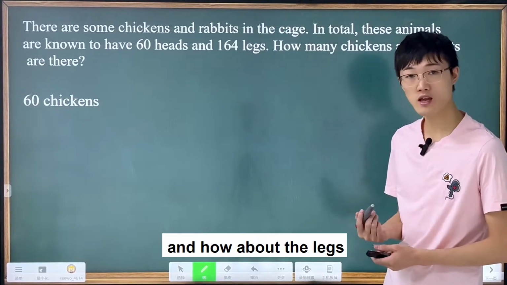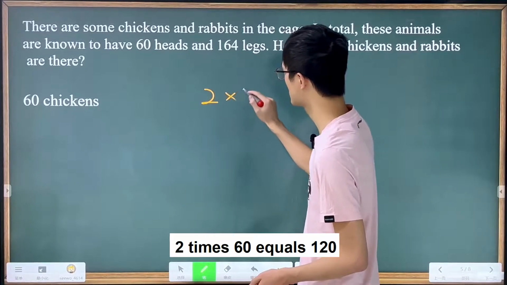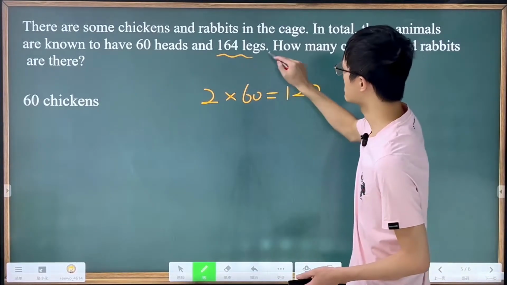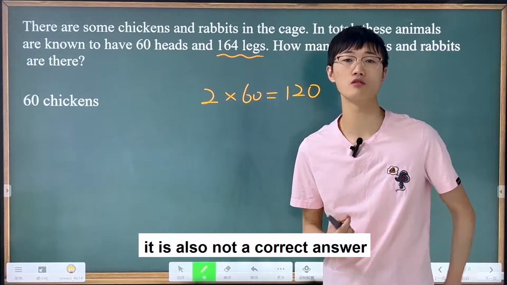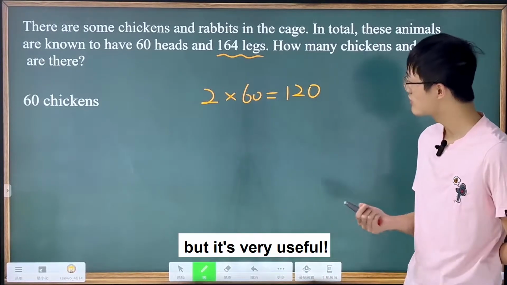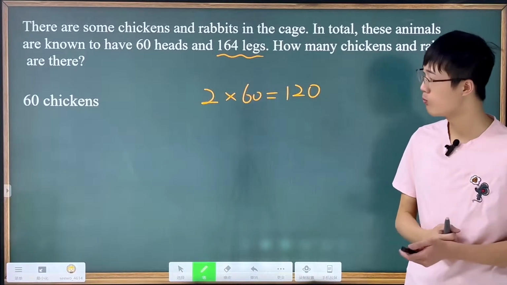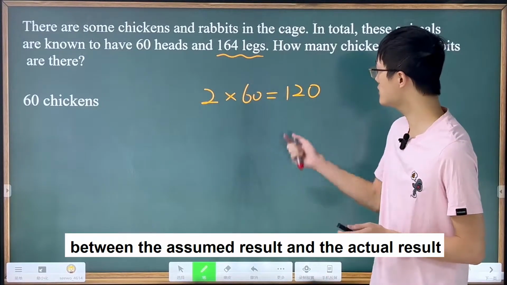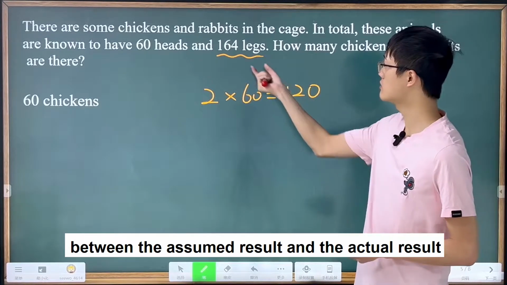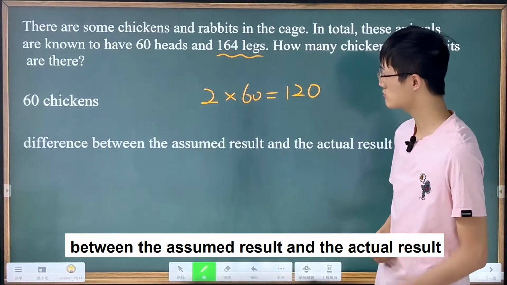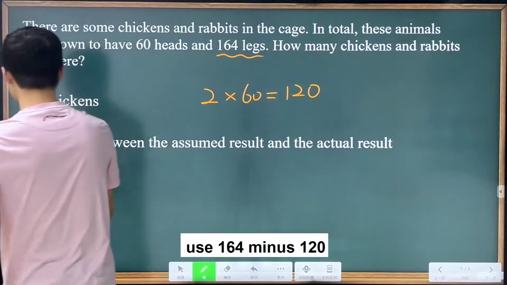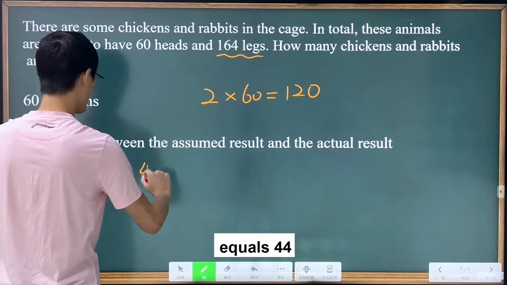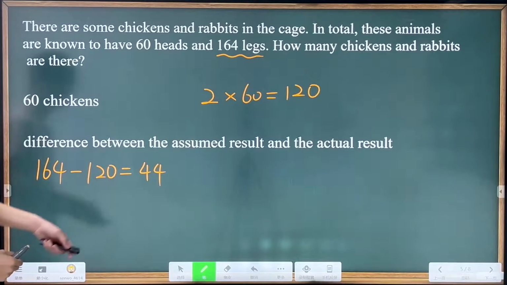And how about the legs? 2 times 60 equals 120. Obviously, it is also not the right answer, but it's very useful. We can calculate the difference between the assumed result and the actual result. Use 164 minus 120 equals 44. 44 legs.